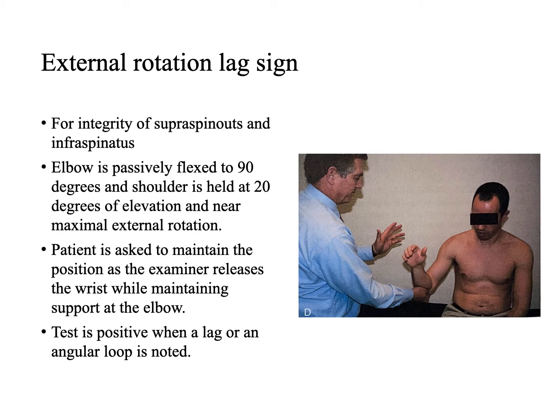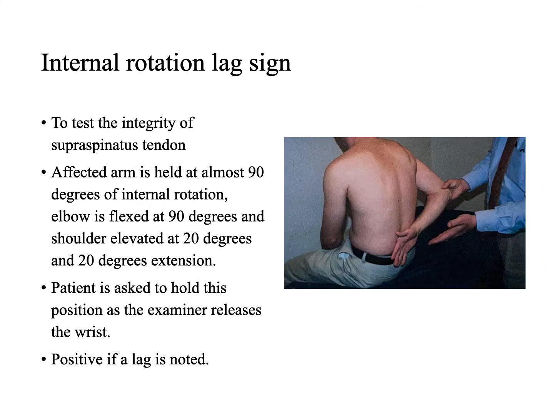External rotation lag sign. This is for the integrity of the supraspinatus and infraspinatus muscles. The elbow is passively flexed to 90 degrees and the shoulder is held at 20 degrees of elevation and near the maximal external rotation. The patient is asked to maintain the position as the examiner releases the wrist while maintaining support at the elbow. This test is positive when there is a lag or an angular drop is noted.